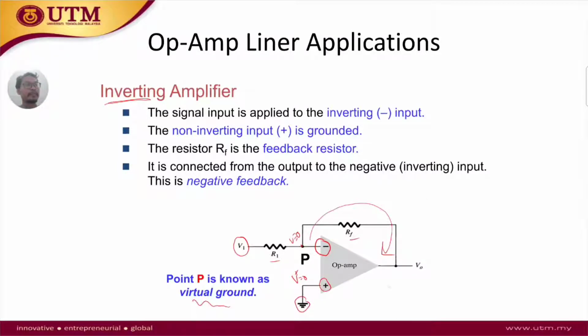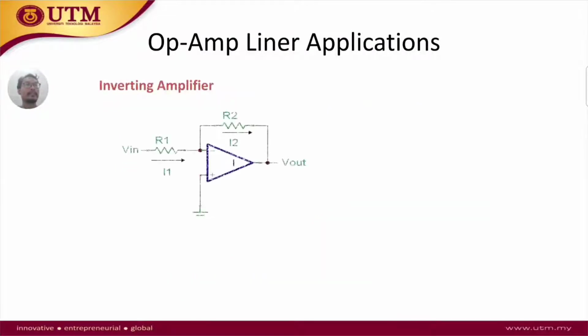So here we can actually prove that V out is simply equal to negative RF over R1 times VI. And we see the inverting here, we have a negative there. The magnitude of the amplification is in fact the ratio between RF and R1. So how to prove this? We can prove it in the next slide here.